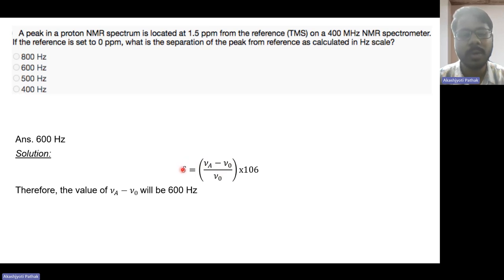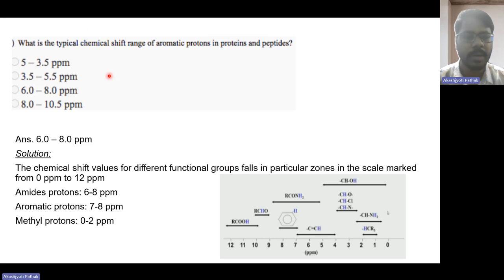So what you have to do is multiply the chemical shift, which is 1.5 ppm, by the spectrometer frequency, which is 400 megahertz. ppm means parts per million, so it is 1.5 times 10 to the power minus 6 times 400 times 10 to the power 6. So you multiply 1.5 by 400, and that will give you the value in the hertz scale. Basically, you have to calculate nu A minus nu reference compound, the separation of the peak from the reference. Okay, we will look at the next question.